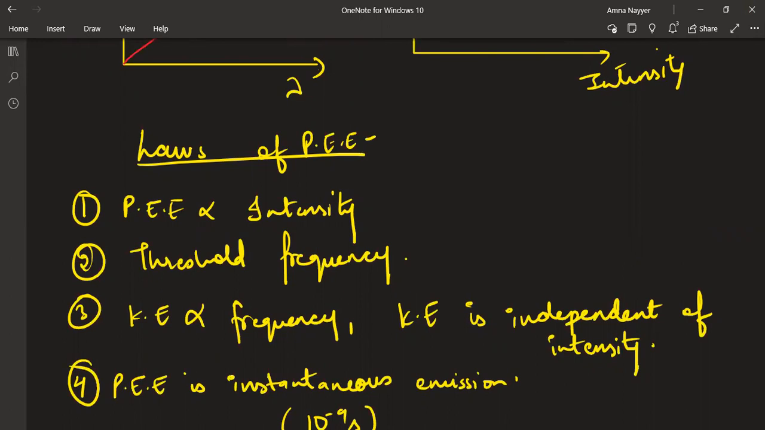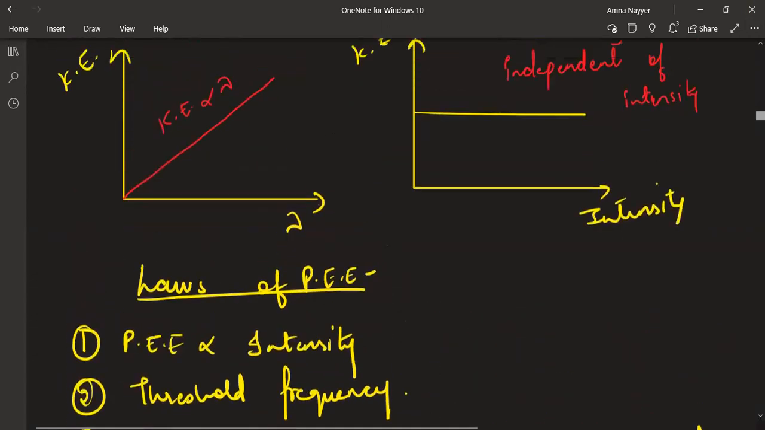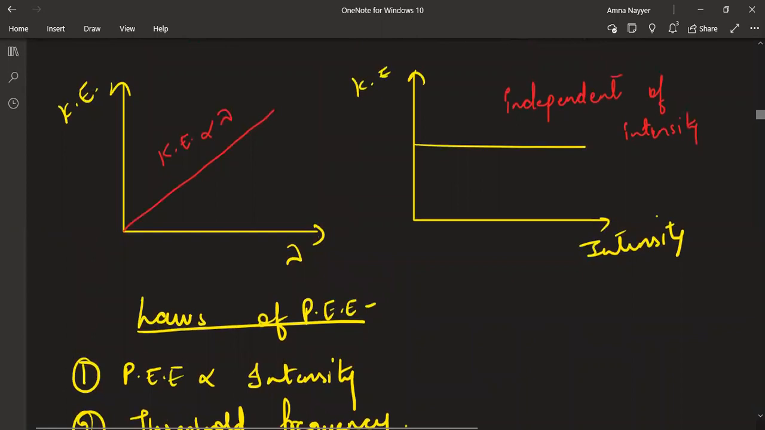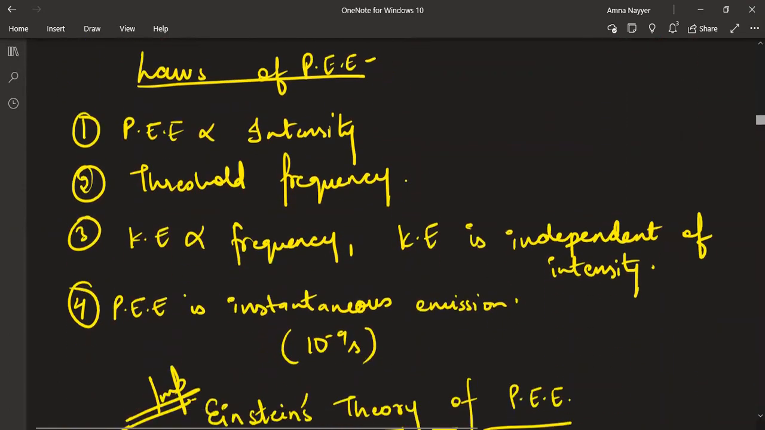You have studied these two points, as well as the third point. These two graphs, which we have just seen, regarding kinetic energy and intensity, are your third law. By law, you'll have to mention that kinetic energy is directly proportional to frequency and independent of intensity. And it's better if you have time to plot the graphs for all of it. And the last point is new.